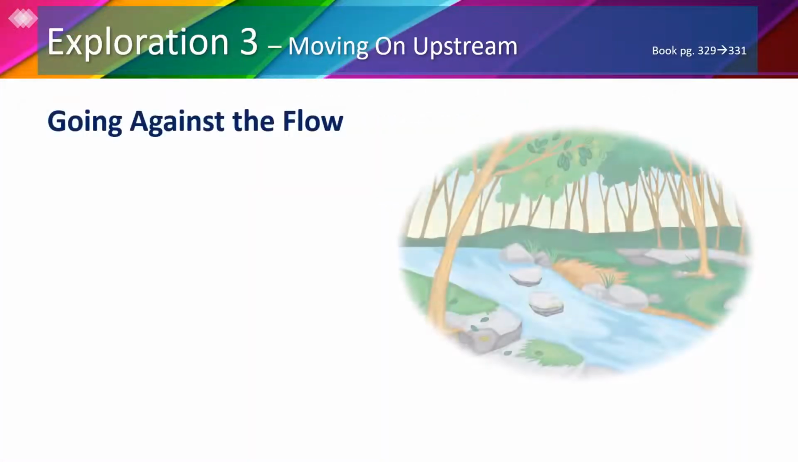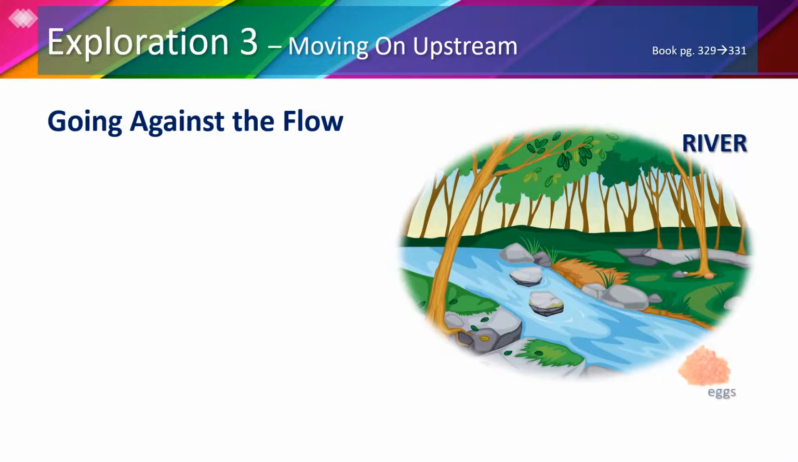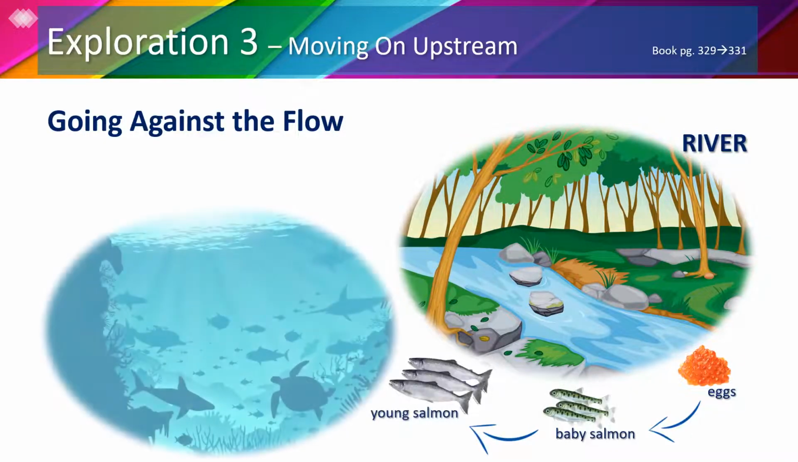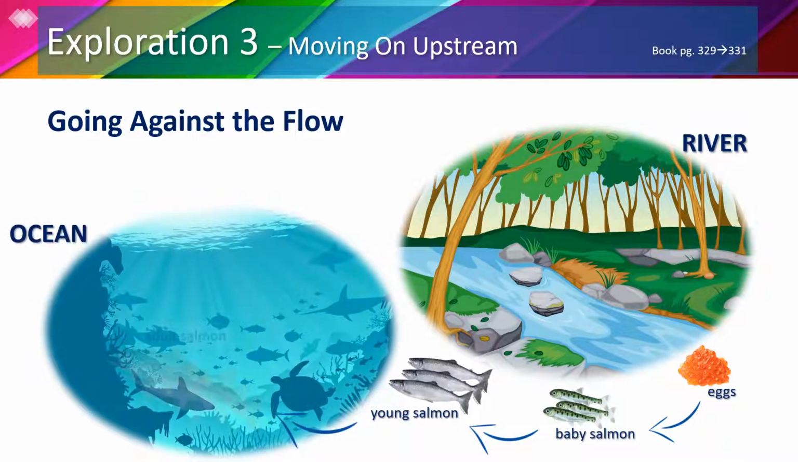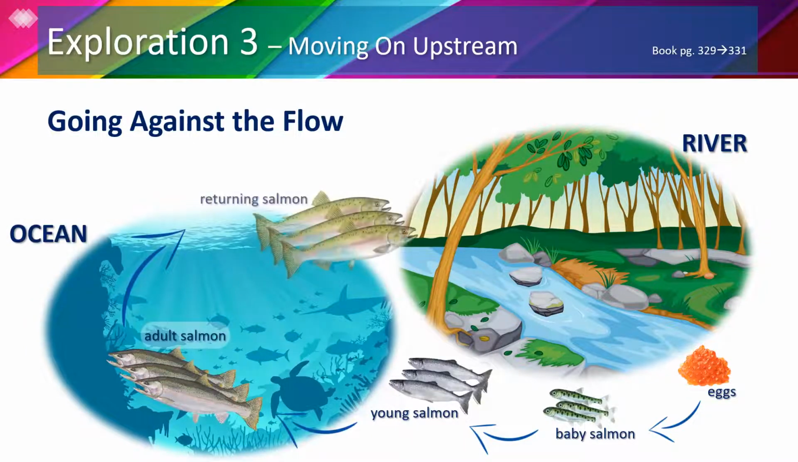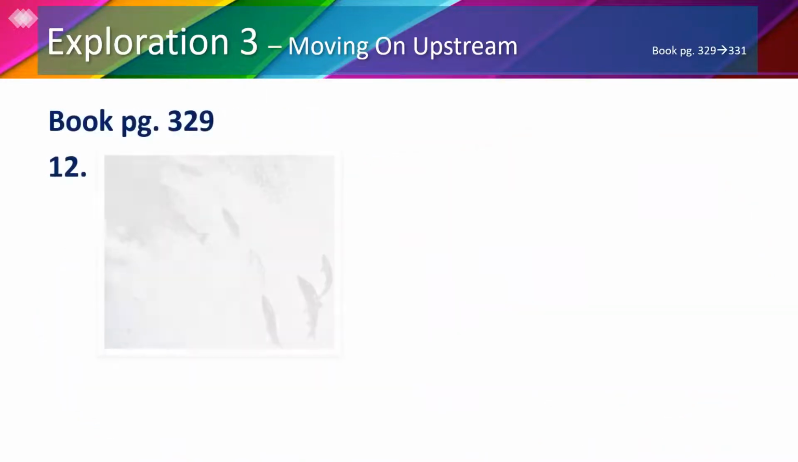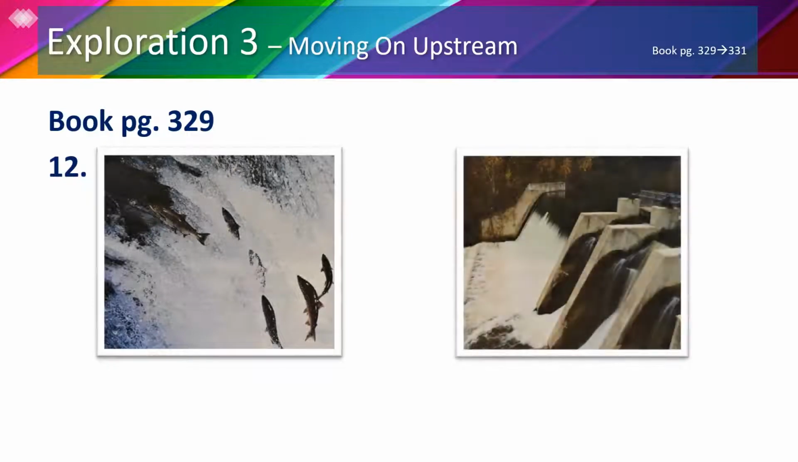Salmon are born in freshwater rivers. Then they swim downstream to the ocean, where they spend their adult lives. When they are fully grown, they return to the rivers to lay their eggs. In your book's page 329, number 12, let's discuss these photos before we can answer the question.